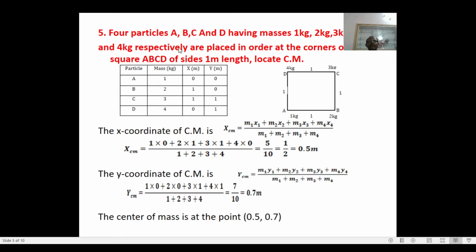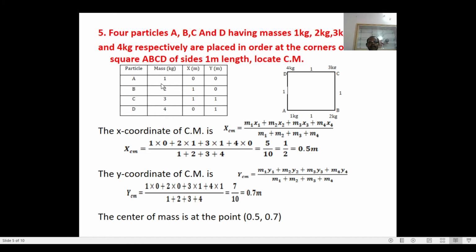Next, 5. 4 particles A, B, C and D having masses 1 kg, 2 kg, 3 kg and 4 kg respectively are placed in order at the corners of a square ABCD of sides 1 meter length. Locate center of mass. So ABCD is a square. At A 1 kg is located, at B 2 kg is located, at C 3 kg is located, at D 4 kg is located. Now take a table which consists of particle, mass, x coordinate, y coordinate. Now write all the 4 particles A, B, C, D. Now masses located at these corners are 1 kg, 2 kg, 3 kg, 4 kg.